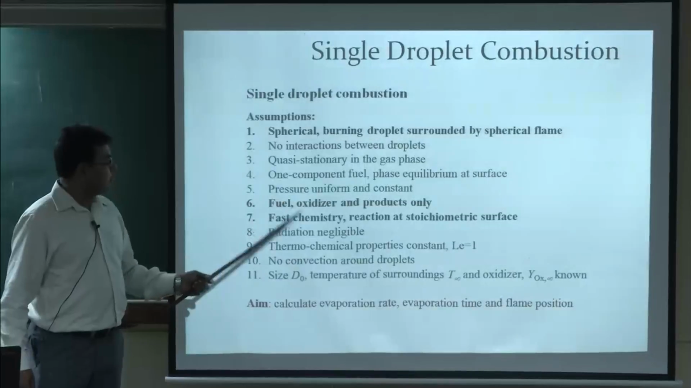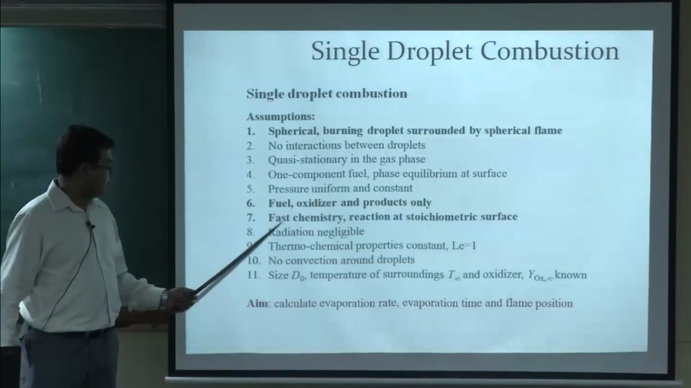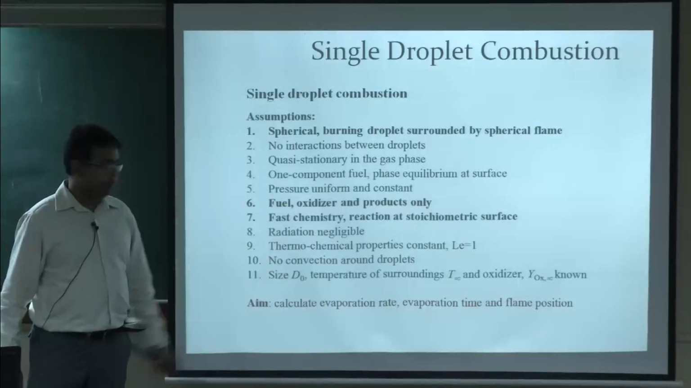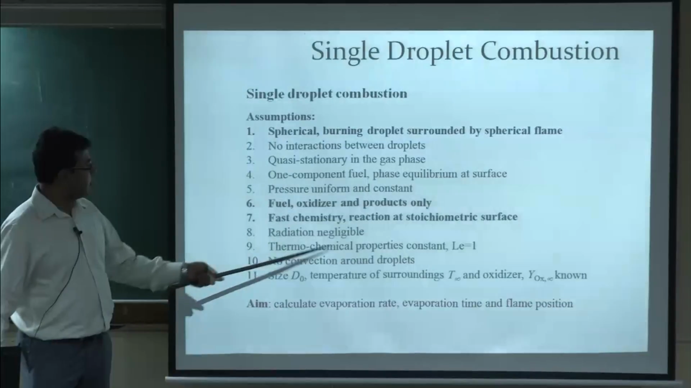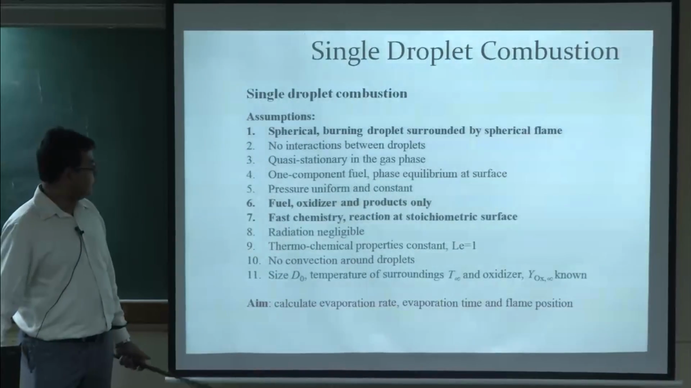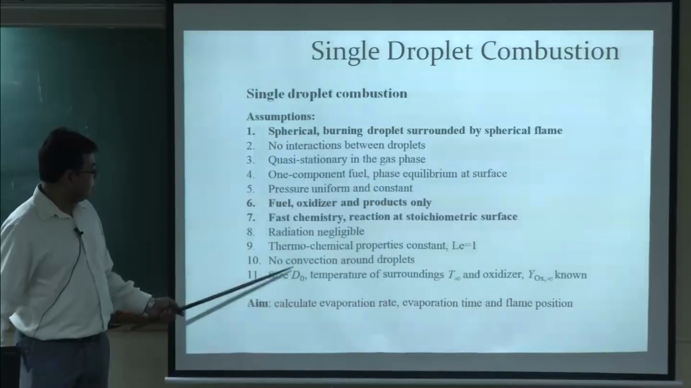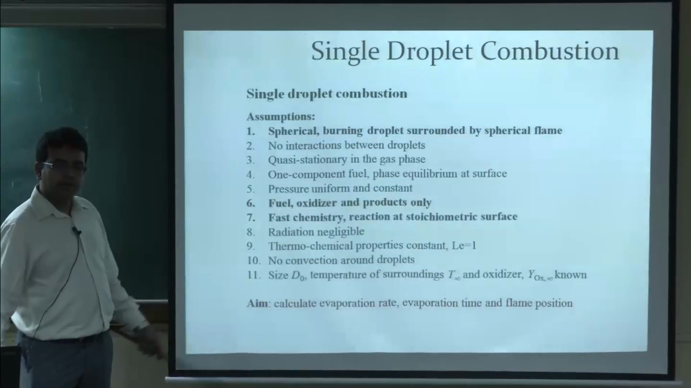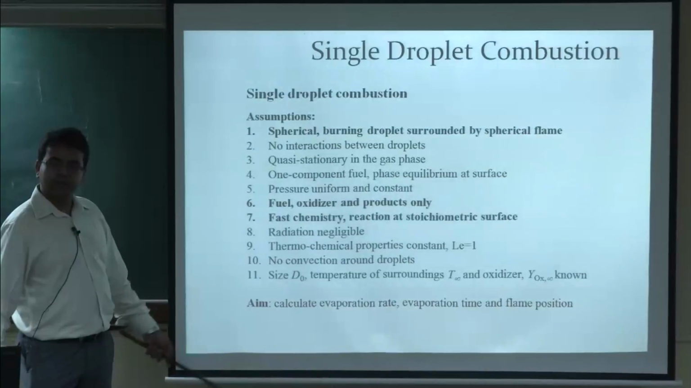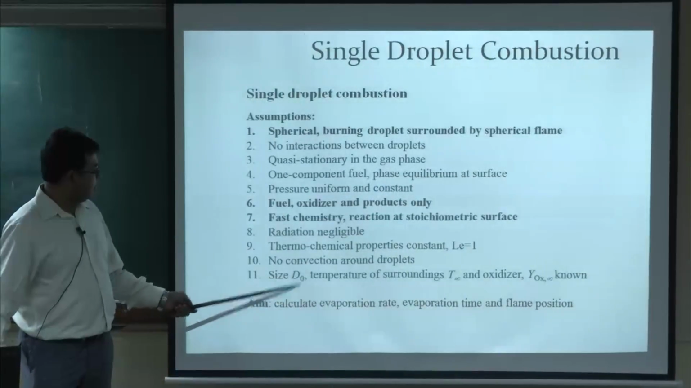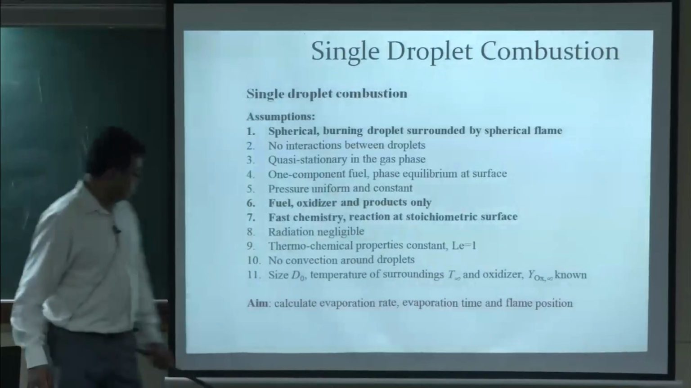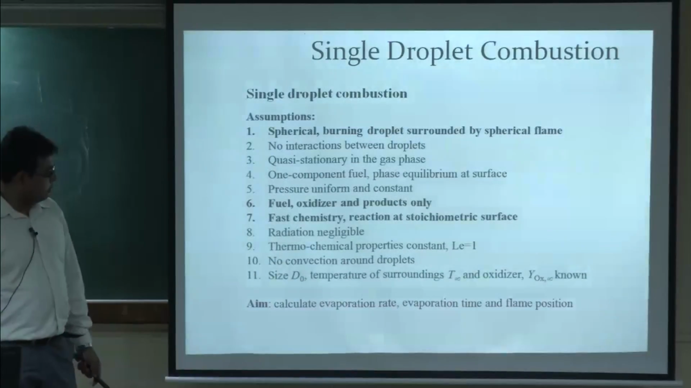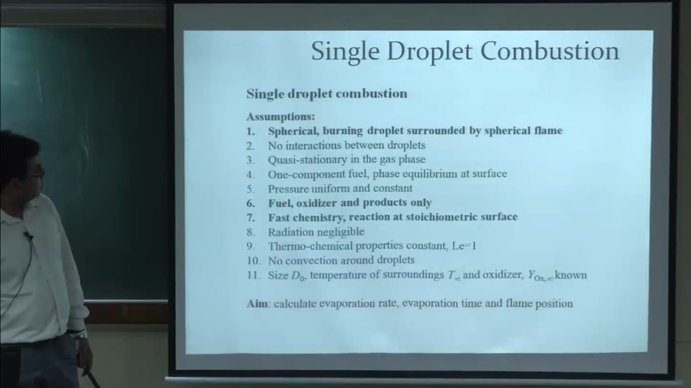We will be only focusing on the fuel, oxidizer and products, represented by one-step chemistry, and that is occurring at the stoichiometric surface. Radiation is negligible, and thermochemical properties are constant. Basically, the Lewis number is unity, that we are making as an assumption. No convection around the droplet, but later we will see how convection plays a role in droplet evaporation. The size is initially d0, the temperature of the surroundings is T infinity, and the oxidizer mass fraction at infinity is known. So, we will basically calculate the rate of evaporation, the evaporation time and the flame position.